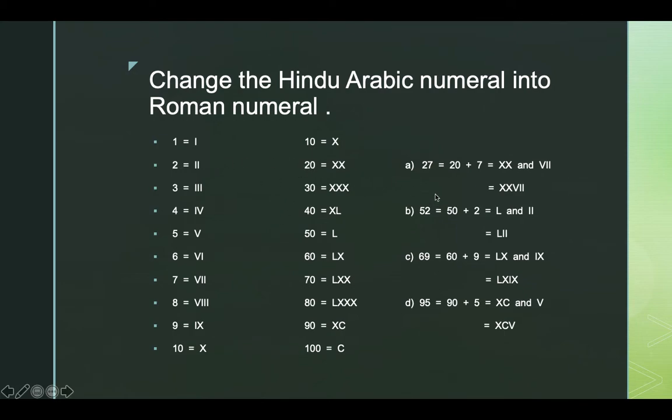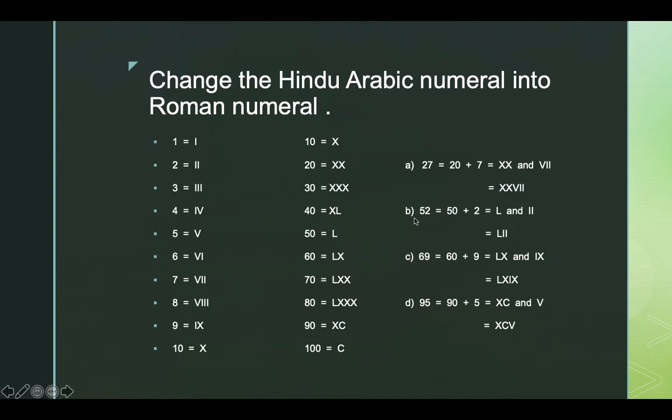Let's see how. See, suppose this is 27. First we will separate these digits in tens and ones, like 2 tens plus 7 ones. Now we will see what is the symbol for 2 tens. 20 is written as XX. So we have written XX. Then how to write 7? What is the symbol for 7? VII. XX and VII. We will write these symbols together to make 27, like XXVII. Is that clear to you?